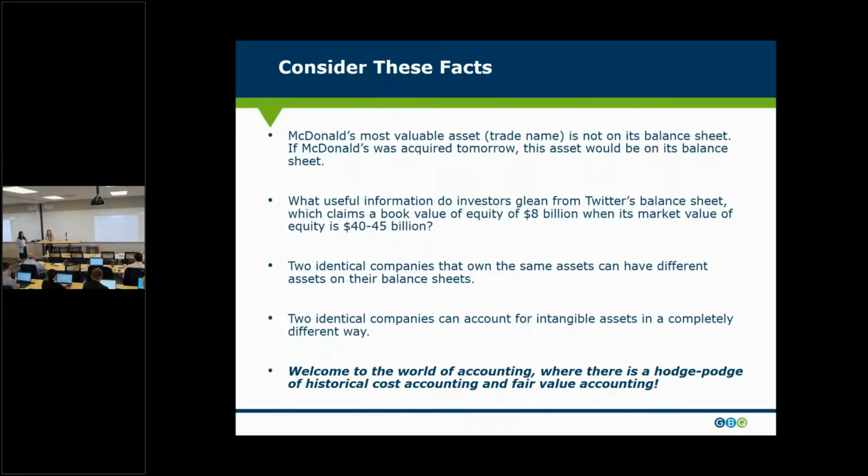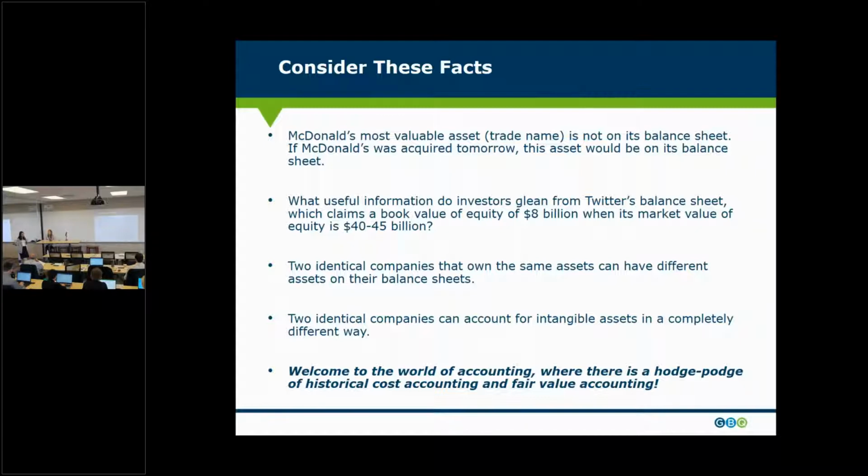So, opening comments. Think about the fact that if you looked at McDonald's financial statements, their most valuable asset, their trade name, those arches, is not on its balance sheet currently. If they were acquired tomorrow, however, it would be on the balance sheet. Then think about Twitter. If you pull up Yahoo Finance or anything, you're going to see a book value of equity of $8 million, but their market value of equity is going to be 45 million.